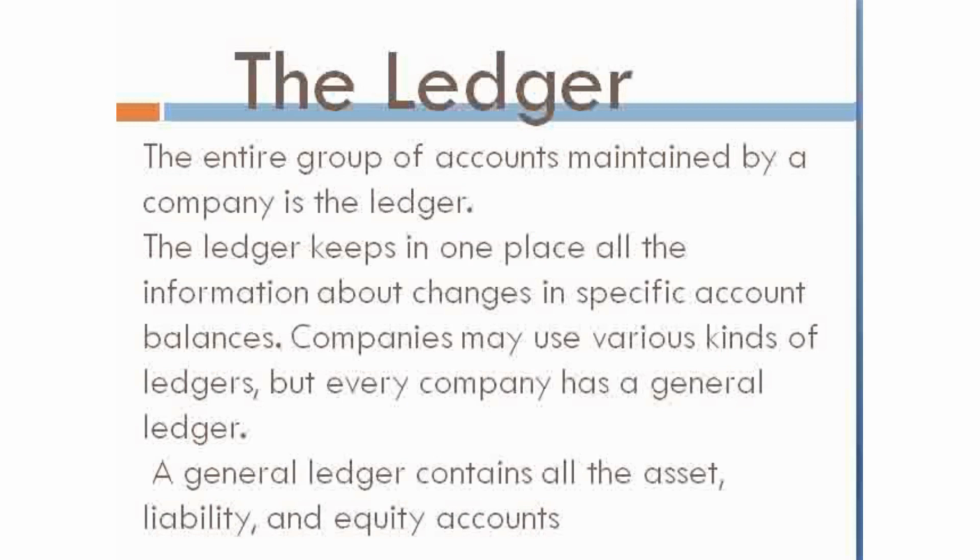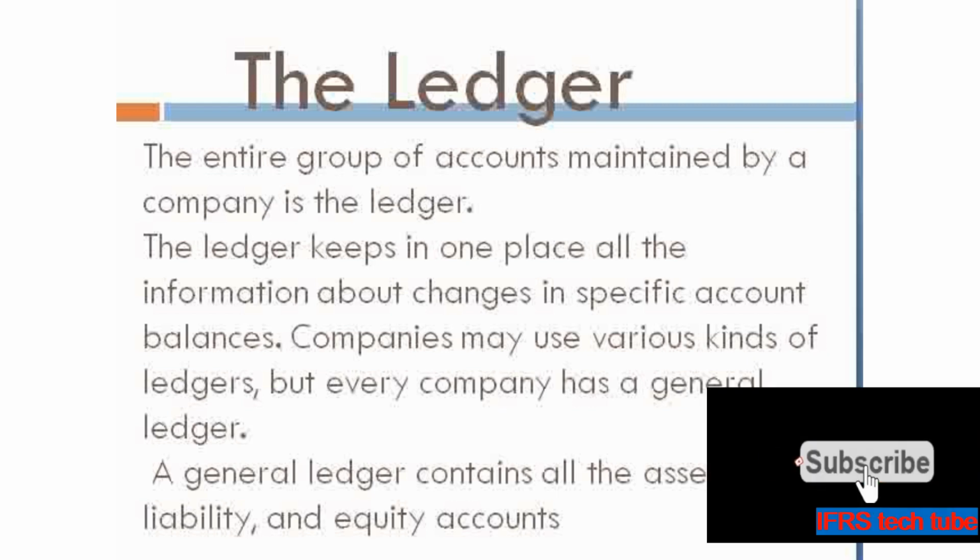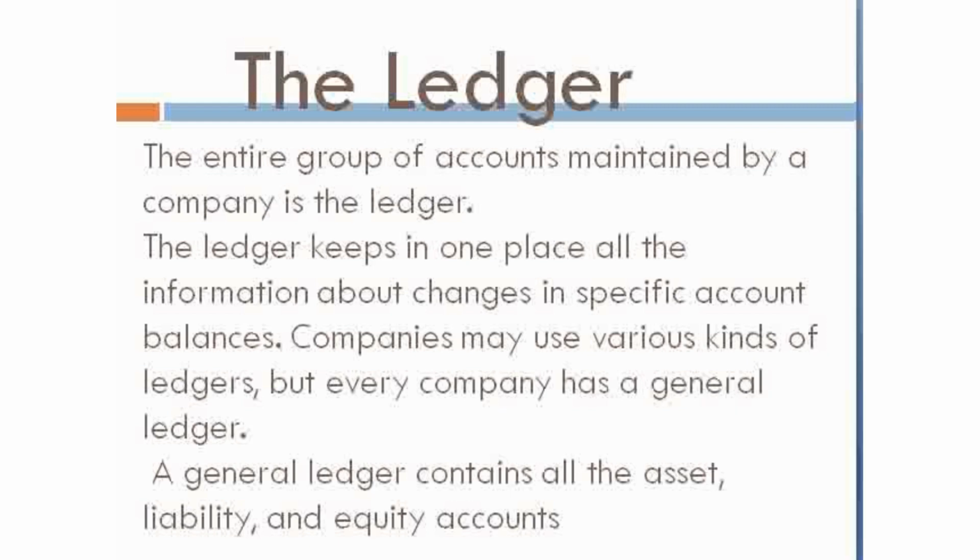The entire group of accounts maintained by a company is the ledger. The ledger keeps in one place all the information about changes in specific account balances. Companies may use various kinds of ledgers, but every company has a general ledger. A general ledger contains all the asset, liability, and equity accounts.